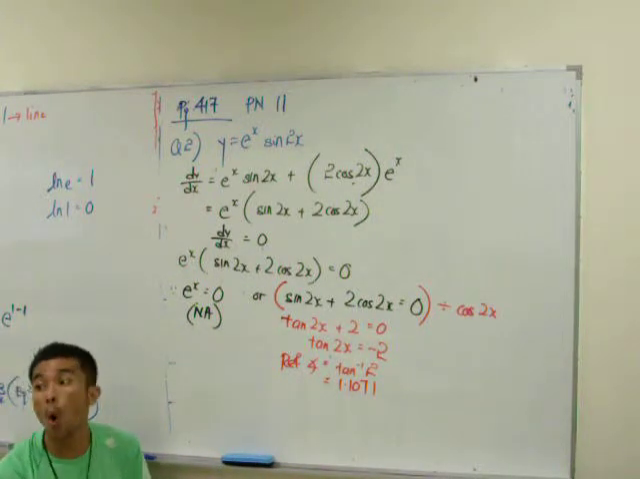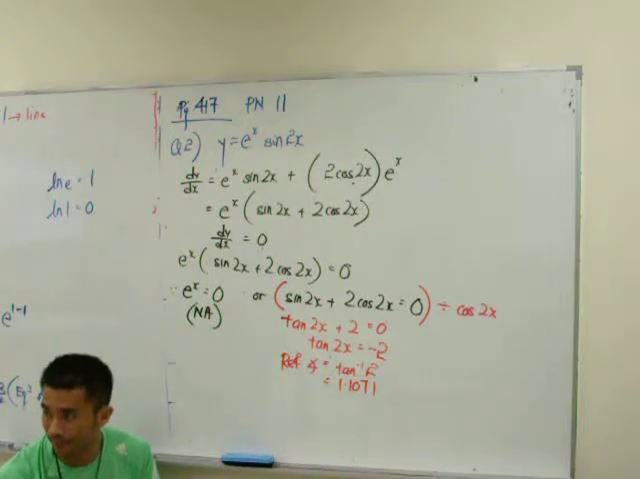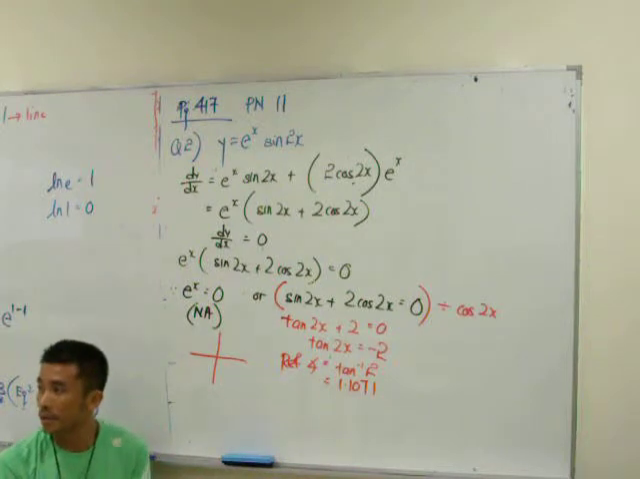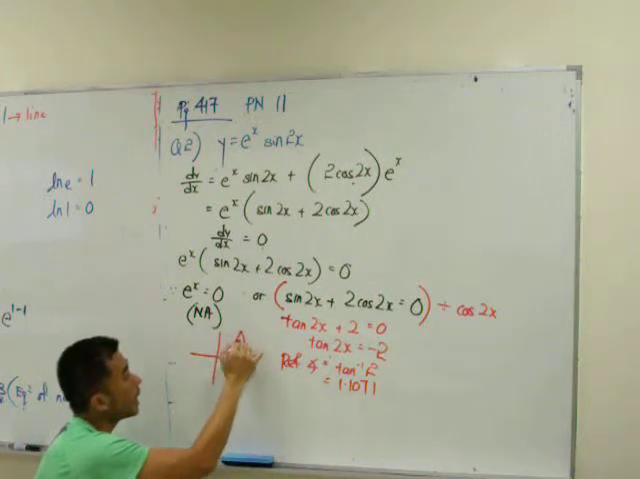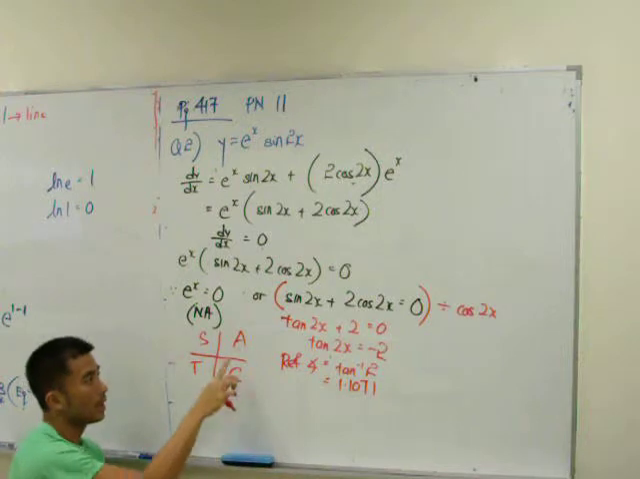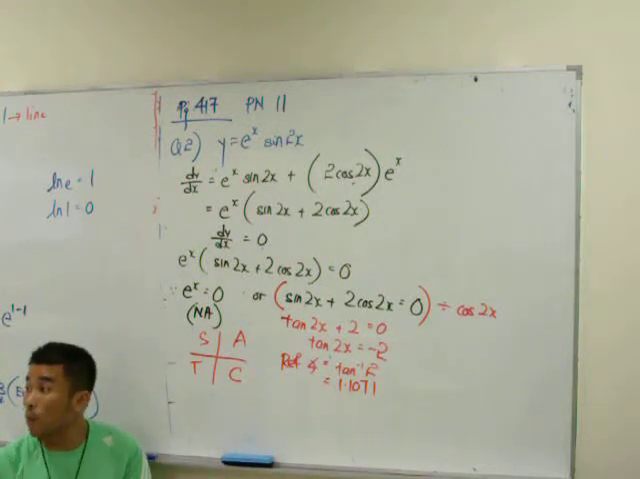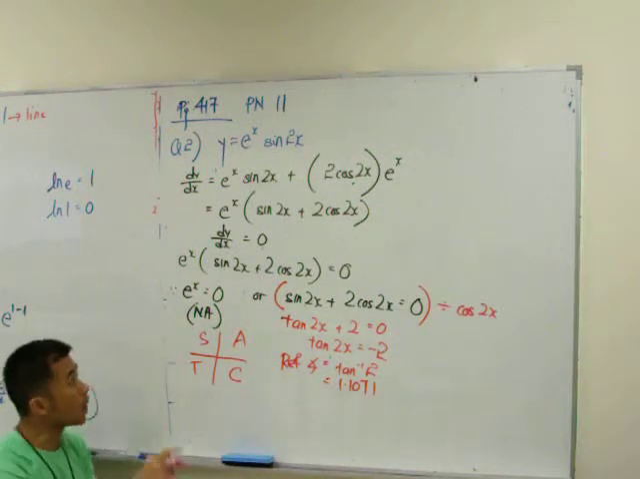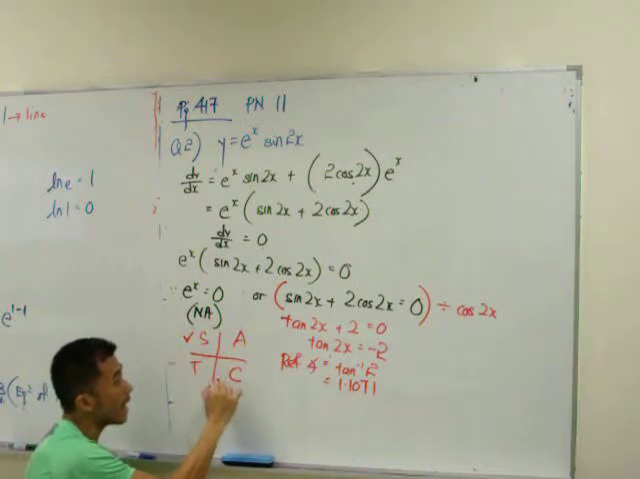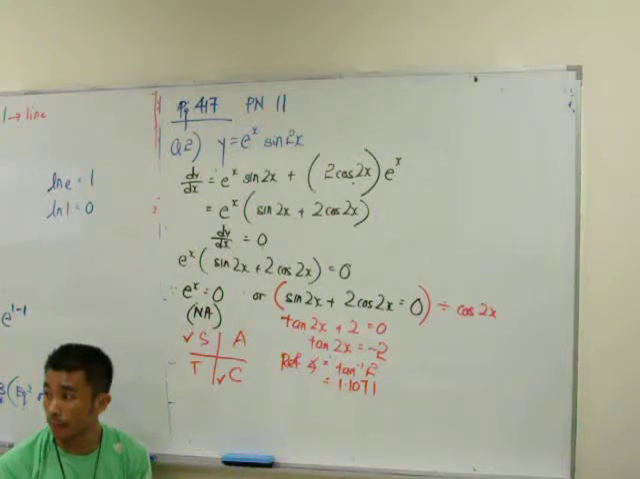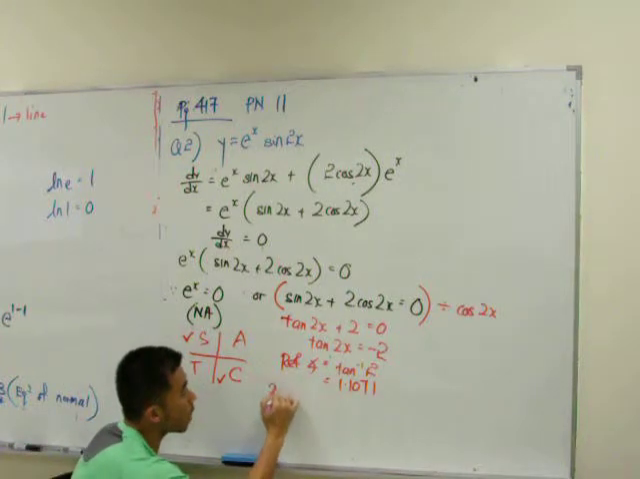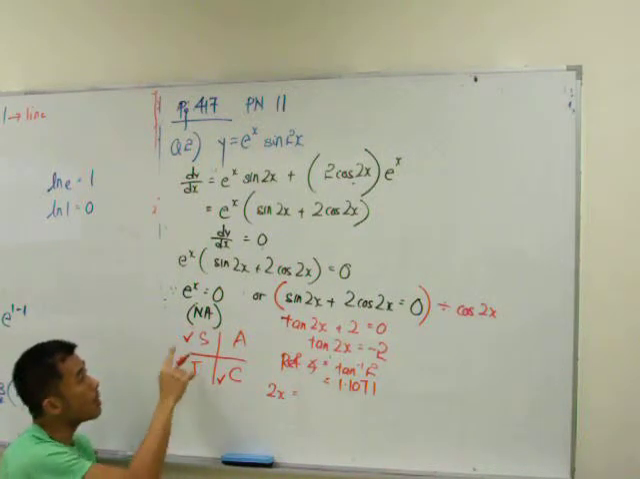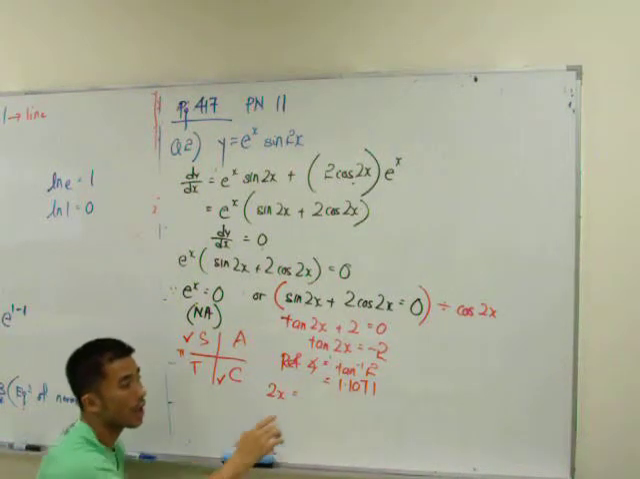Now, which quadrant does it lie in? Andy, are you sure? ASTC. First and third tangent will be positive, but tangent 2x is negative now. So we only want the second and the fourth quadrant. Am I right? If you have it in the second quadrant, what's the value of 2x?